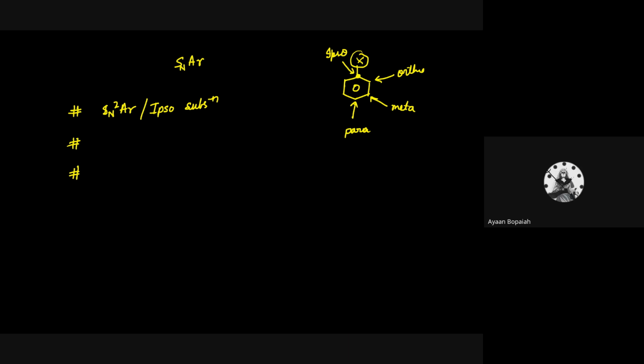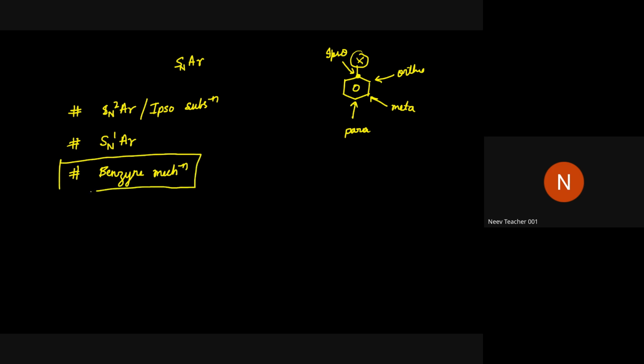Yes, sir. So the first type of mechanism is SN2Ar or ipso substitution. The second one is SN1Ar. The third one is not in your syllabus. It is known as the benzyne mechanism. This one has been removed from your syllabus very recently. So the other two are still there, SN2Ar and SN1Ar. So we are going to study a little bit about that.